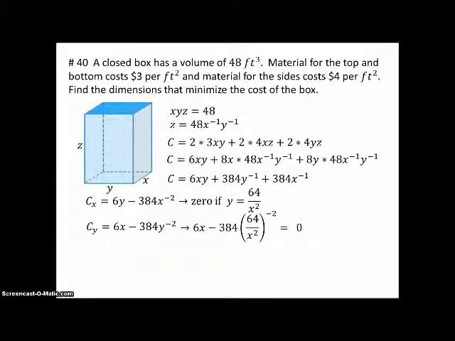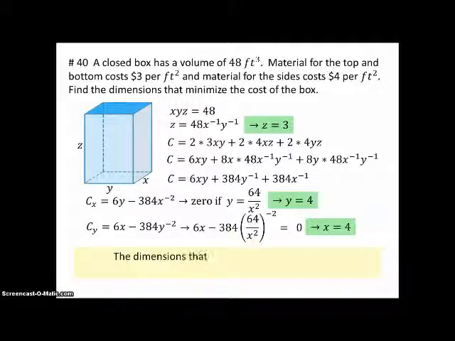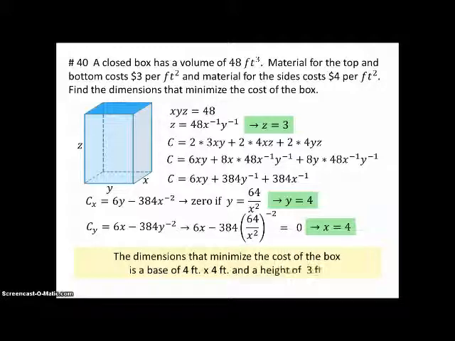And then the partial derivative with respect to y, we can go ahead and substitute 64 over x squared for y, and simplifying that and solving it, which I didn't show the work, but I'm sure you can do that, you get x equal 4. So working backwards, y will also be 4, 64 divided by 4 squared, and then up at the top, if we plug in 4's for x and y, we get z equal 3. The dimensions that minimize the cost of the box is a base of 4 feet by 4 feet and a height of 3 feet. Don't forget your units in your final answer.